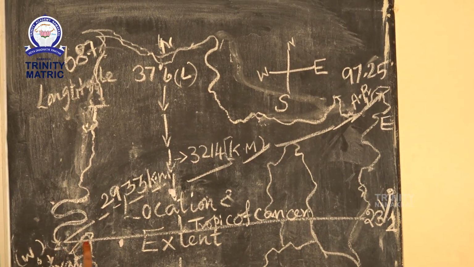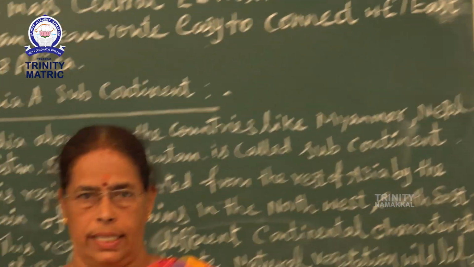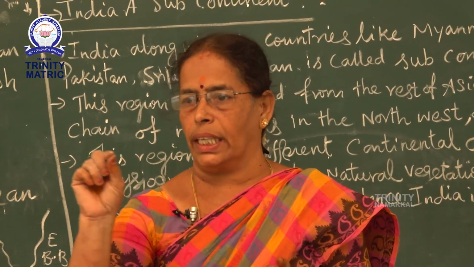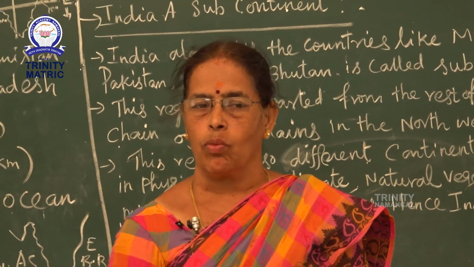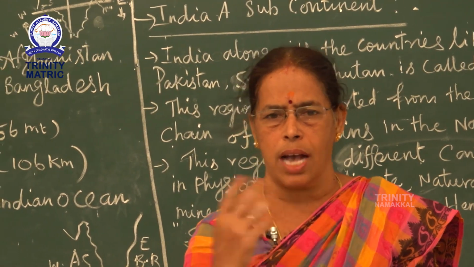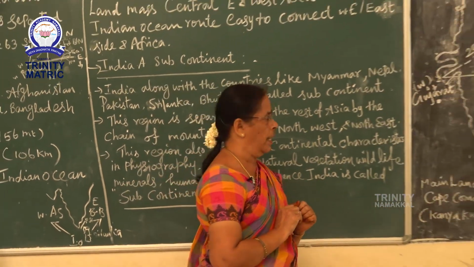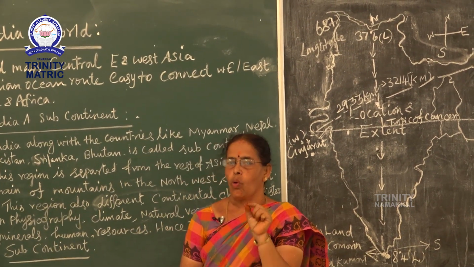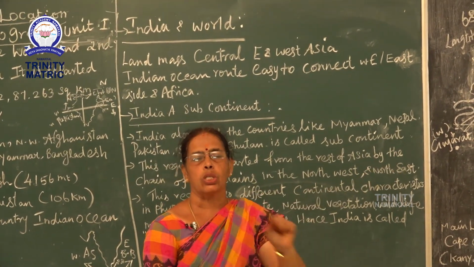And Tropic of Cancer. What is Tropic of Cancer? That is a line. How many degrees? 23.5 degree. Then it passes through the middle of our country. What is the name? Tropic of Cancer. Okay, what is the use? Any doubt? Then Tropic of Cancer, that is the middle line. How many degrees? 23.5 degree.